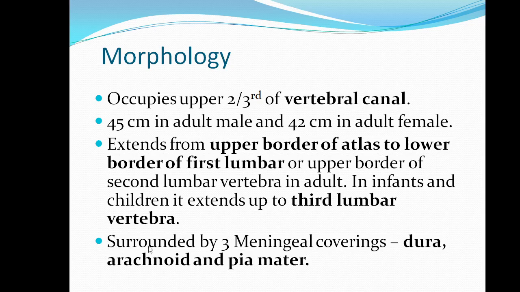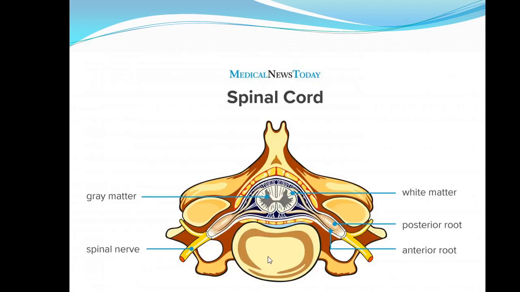The spinal cord is surrounded by three meningeal coverings, that is the dura, the arachnoid, and the pia mater. Here in this diagram, you can see the spinal cord surrounded by the pia mater. Here, the two nerve roots, the anterior root and the posterior root, are given rise by the spinal cord and they join to form the spinal nerve.